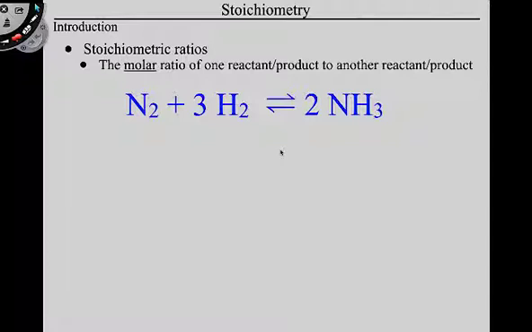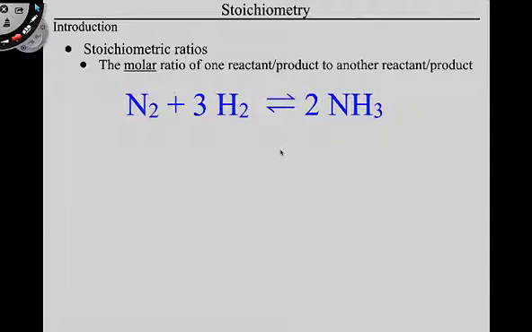But guys, the basic idea is this. So here we've got nitrogen, hydrogen, and then NH3, which is ammonia. The question is this: how much nitrogen do we have? 1. How much hydrogen do we have? 3. How much NH3 do we have? 2. That is the stoichiometric ratio. And here's what it means. For every 1 mole of nitrogen that we put in, that will react with 3 moles of hydrogen, and it will make 2 moles of NH3.